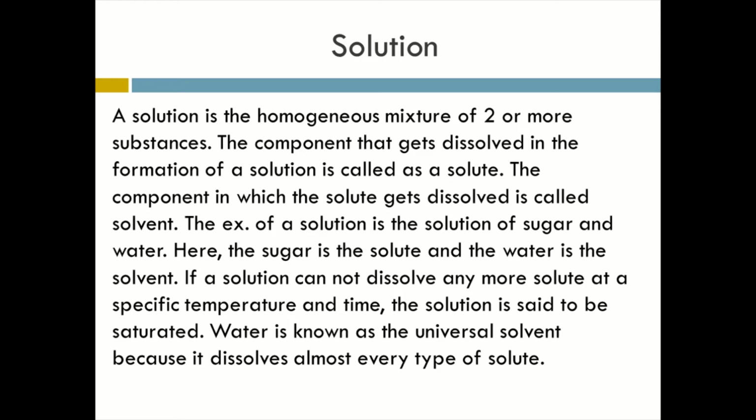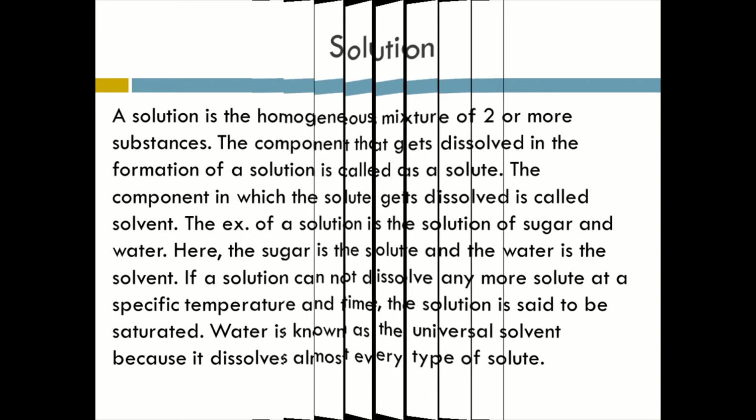The compound that gets dissolved in the formation of a solution is called a solute. The component in which the solute gets dissolved is called the solvent. An example of a solution is the solution of sugar and water. Here, the sugar is the solute and the water is the solvent. If a solution cannot dissolve any more solute at the specific temperature and time, the solution is said to be saturated. Water is known as the universal solvent because it dissolves almost every type of solute in the world.